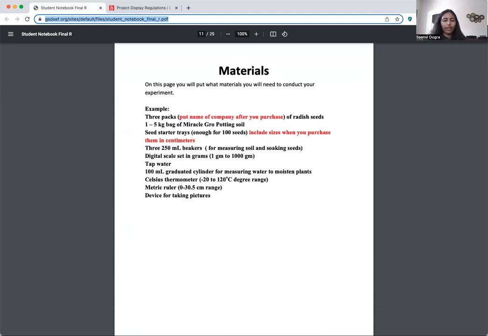Okay. And then these are the materials that you're going to use to conduct your experiment. So the materials should be very concise and very detailed and specific, because someone reading the materials should be able to replicate your project. So they need to know exactly what you used to get the project done.